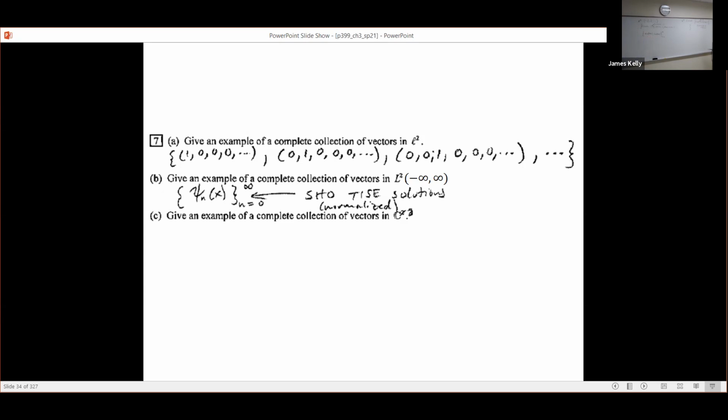Notice these psi n of x right here, they have that Gaussian function with a little polynomial wiggling underneath it. So they're perfectly okay. And they tend to get wider and wider and wider, so you can represent more and more functions that have area further and further out from the origin.